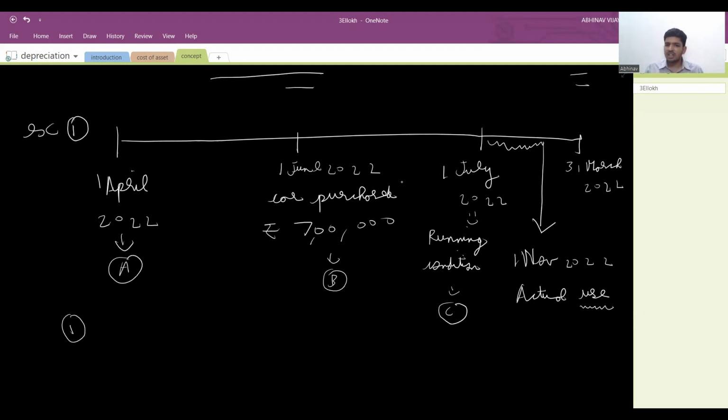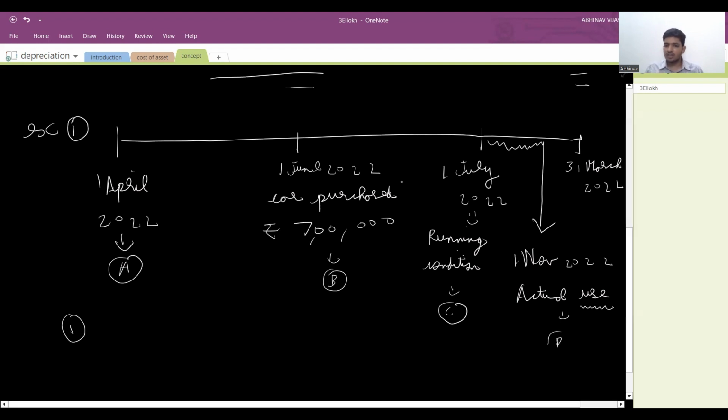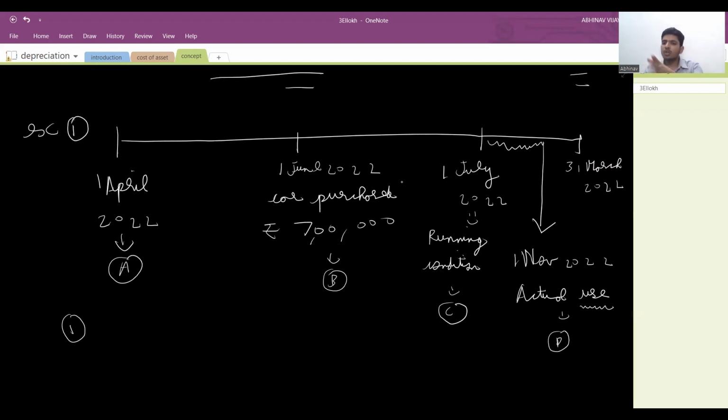That's what C says. Now D says that, okay, even though I bought it in running condition on 1st July 2022, I started using it only on 1st November 2022. Depreciation should be charged only from 1st November 2022. So these four people say these four things. What are the actual answers? You fall in the category of one of these four. The Accounting Standards Board also came into the same confusion while devising AS 10. So they tell clearly the date from which depreciation shall be charged.